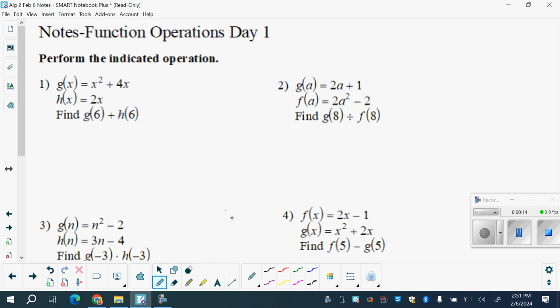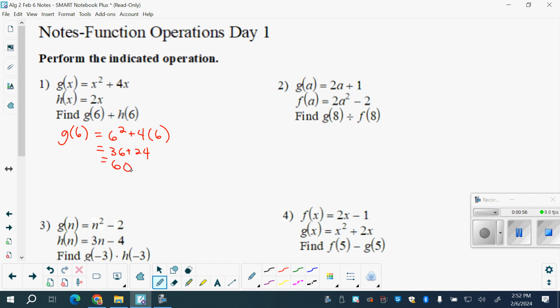So we are given g of x is equal to x squared plus 4x, h of x is 2x, and we want to find g of 6 plus h of 6. Okay, so we're going to first find g of 6 by taking the 6 and putting it into the place where the x is in this equation. So we have 6 squared plus 4 times 6. Does that make sense? So 36 plus 24, which equals 60.